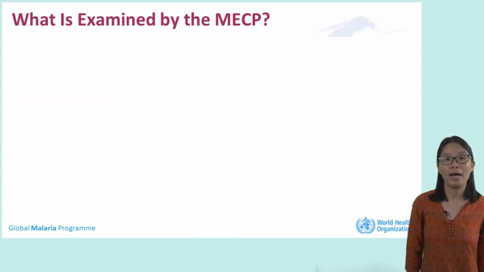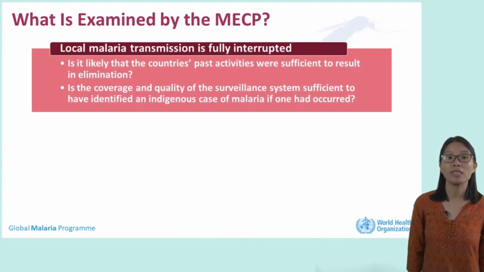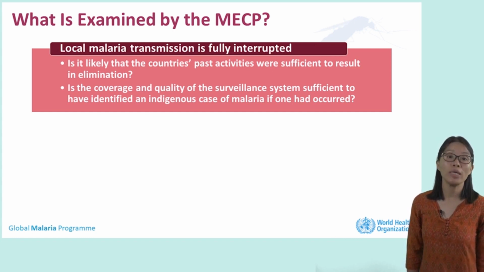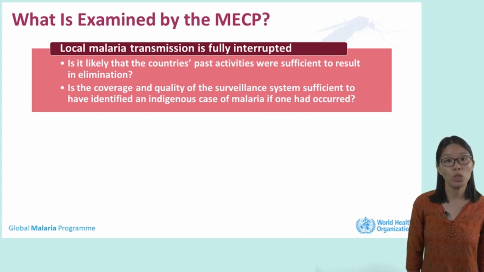To determine beyond a reasonable doubt whether the country has fully interrupted local malaria transmission, the MECP considers two questions. First, whether the activities reported by the country were sufficient to have resulted in elimination. And second, whether the coverage and quality of the surveillance system in all geographical areas of the country, particularly over the past 36 months with 0 indigenous cases, was sufficient to have identified an indigenous malaria case if there had been one.